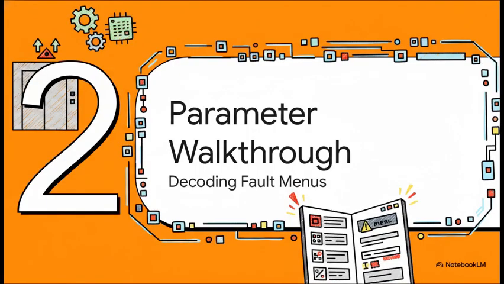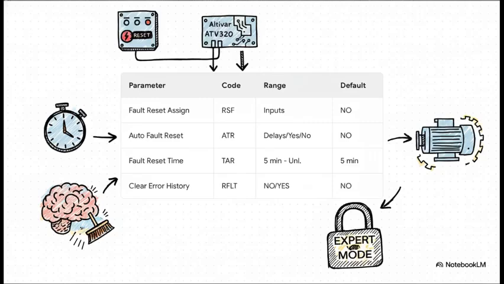Moving right along to part 2. Let's decode those fault menus. Now that we've got the theory down, let's learn the actual parameter language you need to talk to that internal computer. Your main command center here is the FLT- or Fault Management menu. Before making any changes, you'd typically check the parameter, which just shows you the very last fault that popped up. From there, you've got RSF, which is Fault Reset Assign. Out of the box, this defaults to NO, but you can actually assign this to a digital input. That allows an operator to just push a physical button on the outside of a panel to acknowledge and clear a fault, assuming, of course, the physical problem is actually fixed.